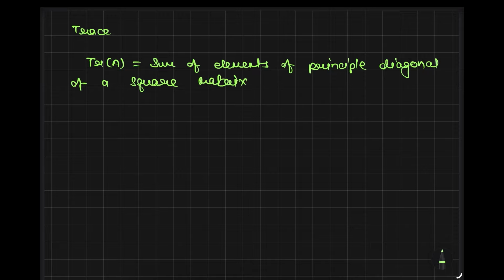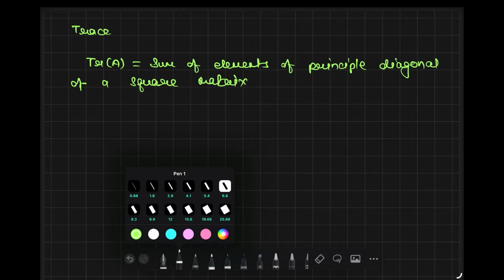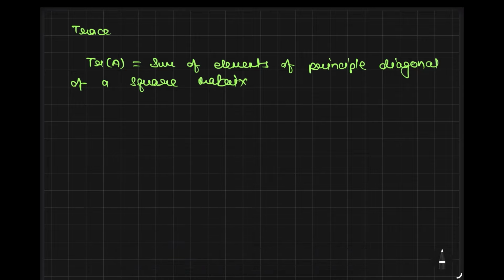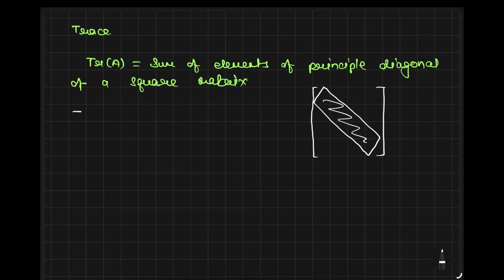Okay, so the matrix has to be square, and you have to add all the elements of the principal diagonal. Suppose this is a square matrix, and you have to add the elements of this diagonal, and that is the trace of matrix A. Now suppose that you need to find out trace of k times A.